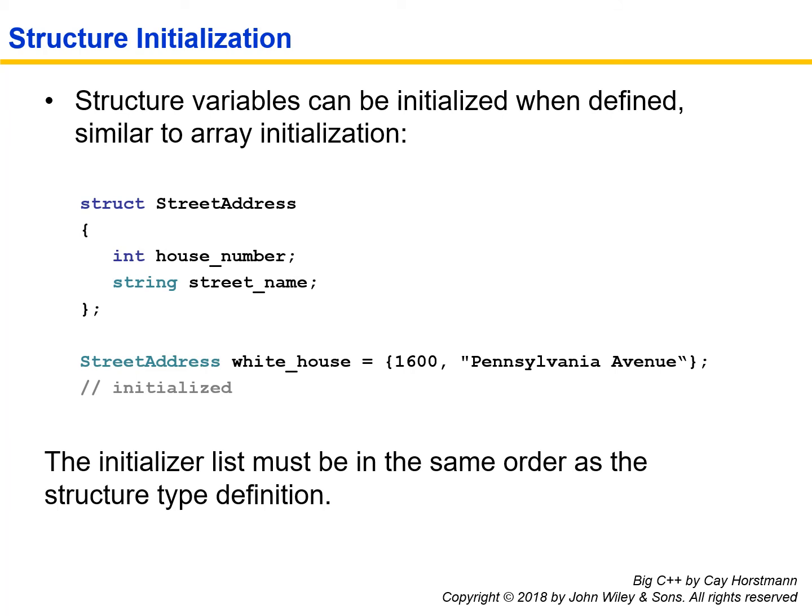You can, at the time that you create a variable, initialize all the values of a struct at once using initialization list syntax. So you have an open curly, and then the first field value, comma, the second field value, and then you'd have more commas and more values if you had a larger struct.